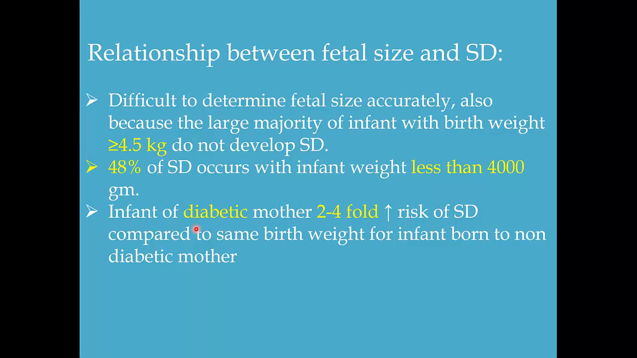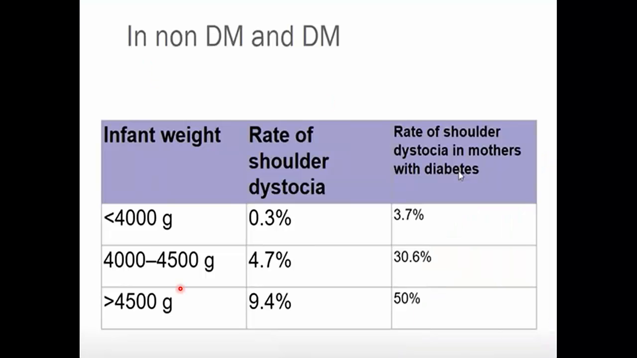Infants of diabetic mothers have a 2 to 4-fold increased risk of shoulder dystocia compared to infants of the same birth weight born to non-diabetic mothers. So if the mother is diabetic, the fetus has an increased risk of shoulder dystocia by 2 to 4-fold compared with a non-diabetic woman. This chart shows the comparison between the incidence of shoulder dystocia in non-diabetic and diabetic mothers.